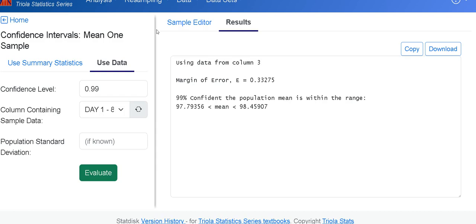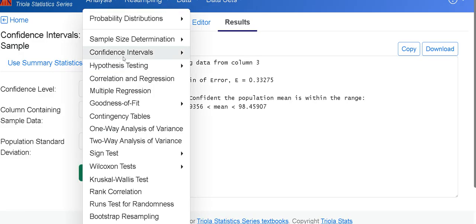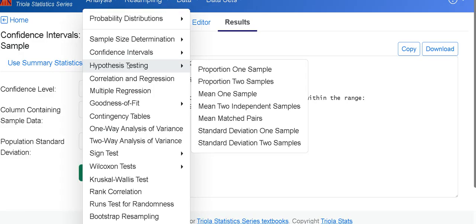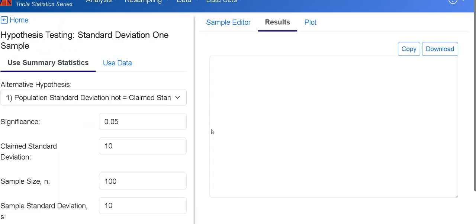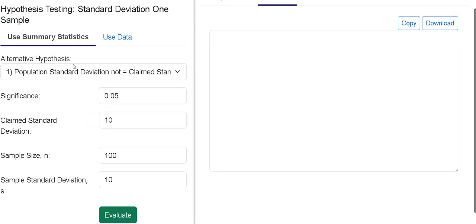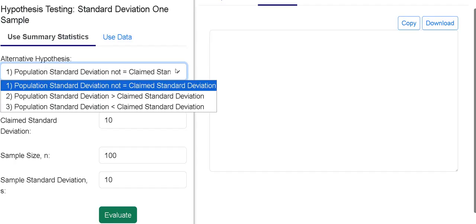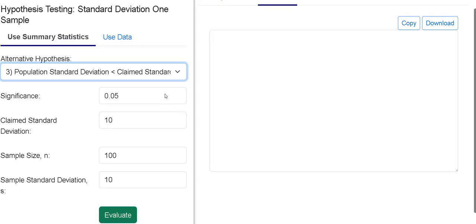We're going to do a hypothesis test. Let's input the data. Analysis, hypothesis testing. Which one am I going to choose this time? Oh, wait, never mind. Standard deviation, one sample. We want to use summary statistics. Angie, help me out. Which one of these should I use as an alternative hypothesis? The first one, second one, or third one? The third one. Good. All right, so let's click that. Our significance level is a rather large 0.10.